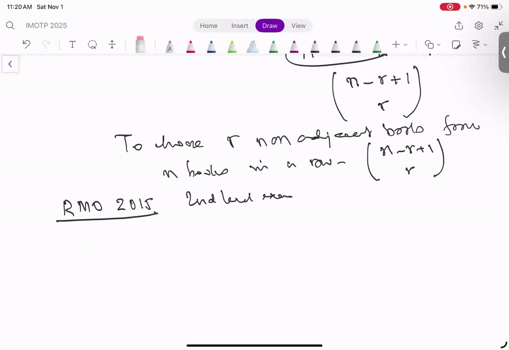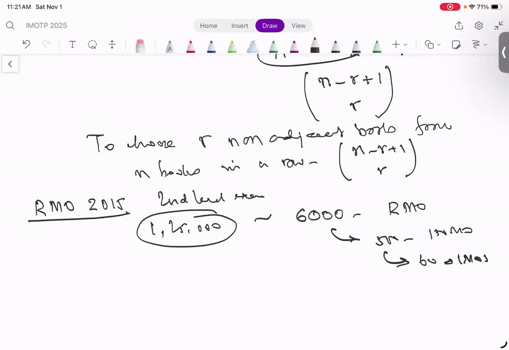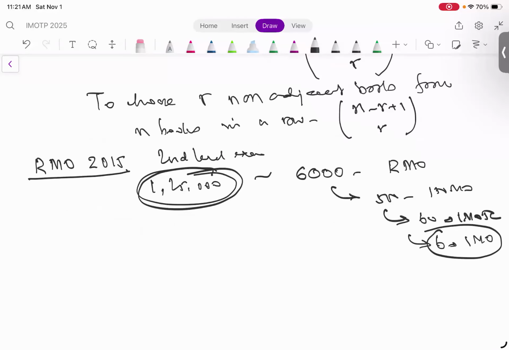So this is the first level exam, which this year around 1,25,000 students attempted all over India. Out of them, no more than about 6,000 or 7,000 students qualified for the second level, RMO. From here, about 500 will qualify for INMO. From there, 60 will qualify for IMOTC. From there, 6 will qualify for IMO. So from 1,25,000, 6 will represent India in the International Olympiad.